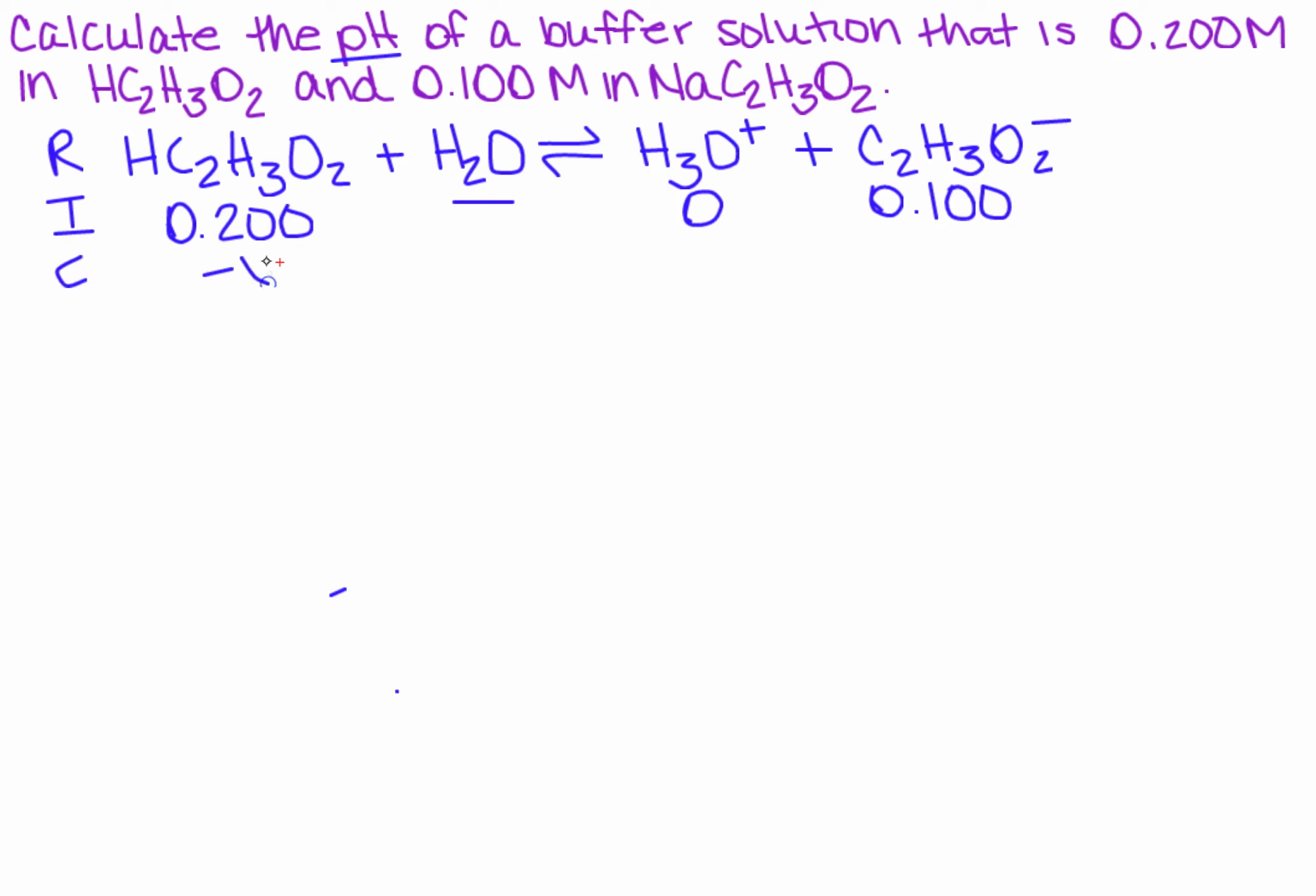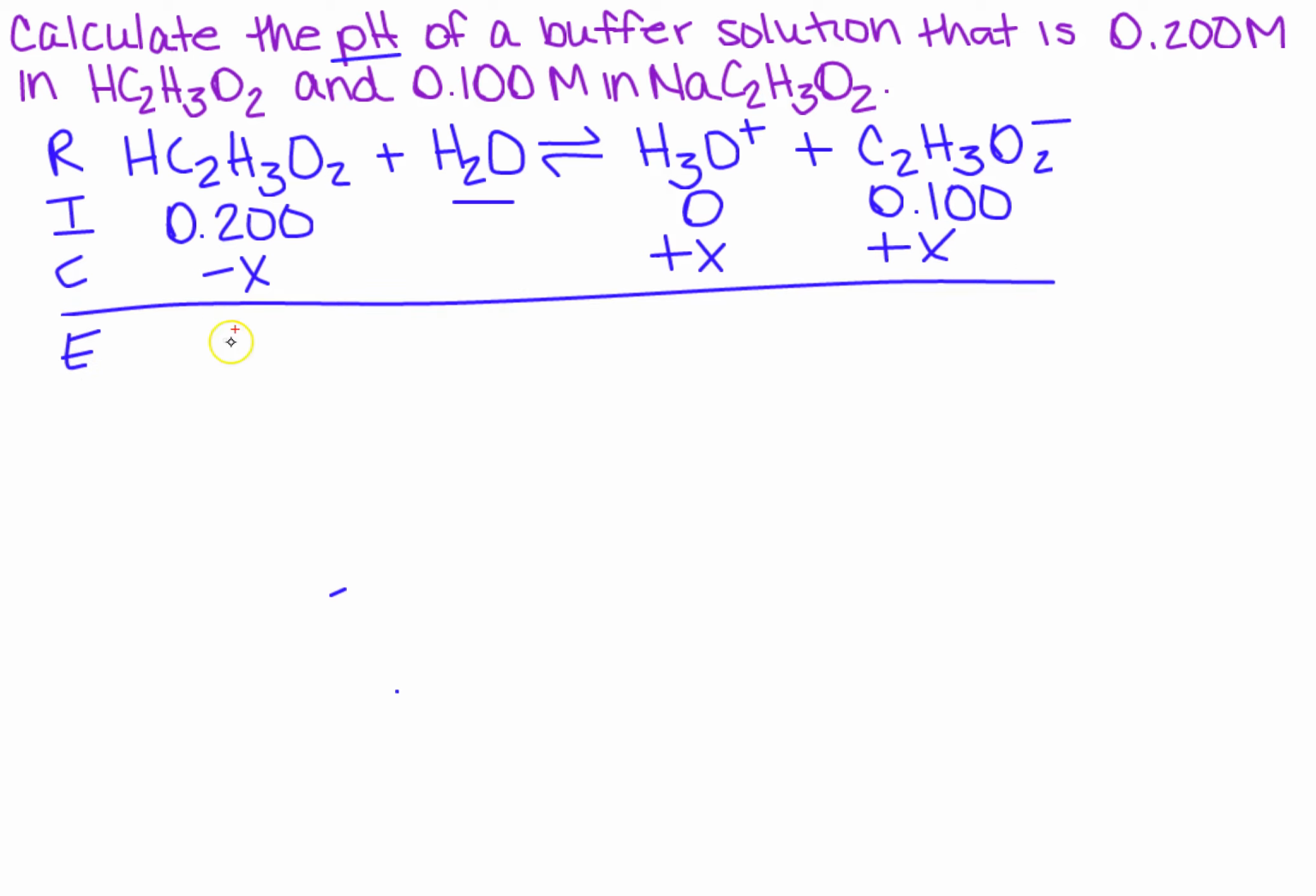So what is the change? Well, remember, it's minus on the left, plus on the right. So I've got my x's, and then for equilibrium, what do I have to do? Well, I have to add straight down. So this would give me 0.200 minus x. This would just be x, 0.100 plus x. So that's the hard part, right?